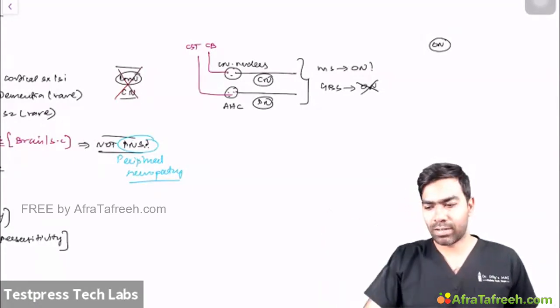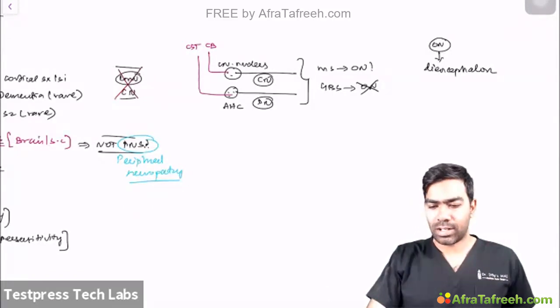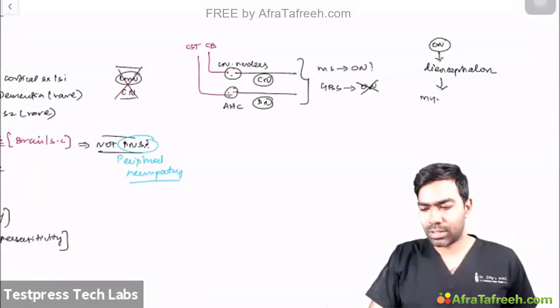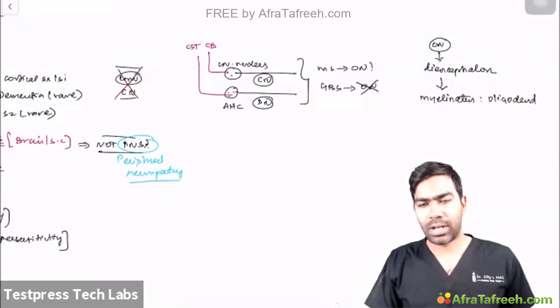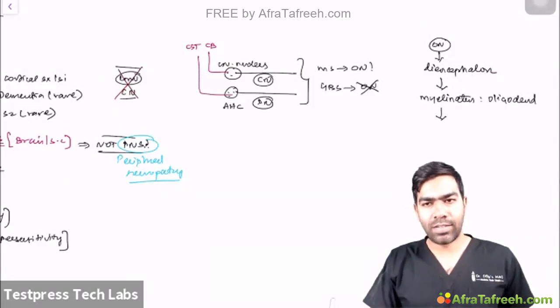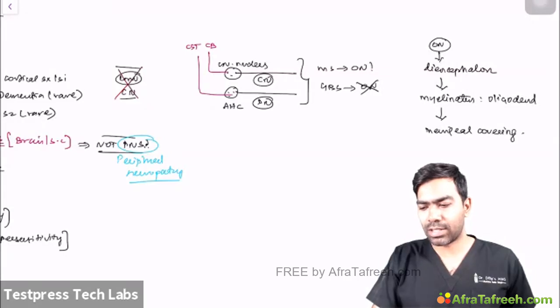For example, take the optic nerve. They originate from the diencephalon, which means it's a brain structure. Then, as far as myelination is concerned, myelination of the optic nerves is basically done by oligodendrocytes only, not by Schwann cells. But the rest of the cranial nerves are myelinated by Schwann cells only. And the third differentiating point is that optic nerves have a meningeal covering. That's why you're able to look at papilledema in the setting of raised ICP.